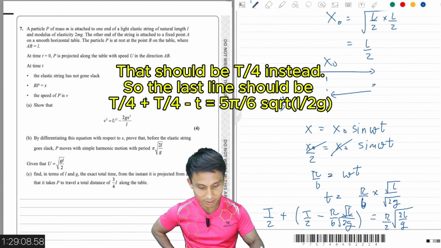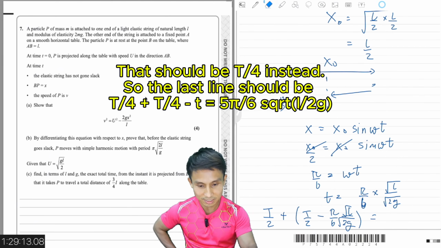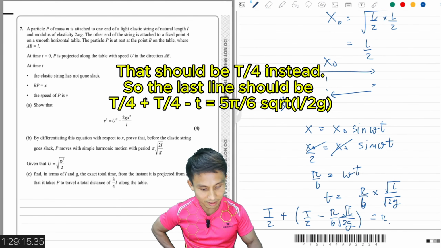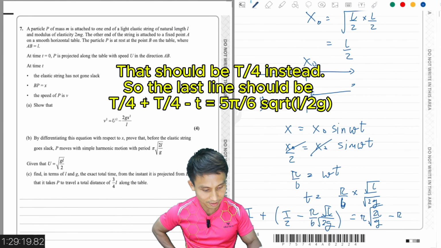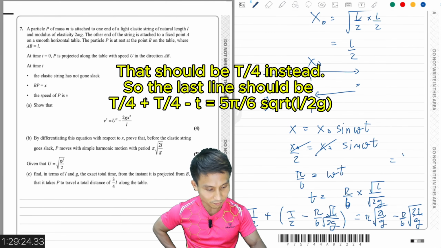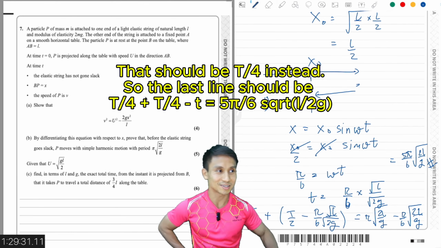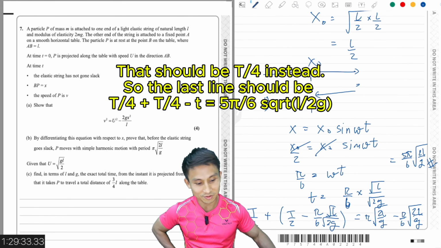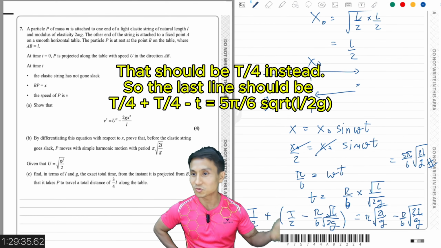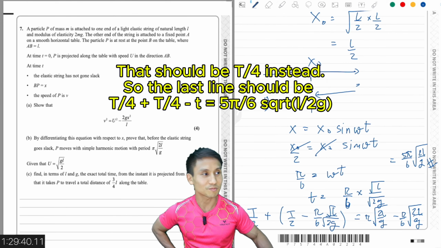And then, wait, hang on. Let's simplify this. This is just 1t, right? So that's just 1t, which is pi root 2l over g, but then minus pi over 6 root 2l over g. So that's just what? 5 over 6 pi root 2l over g. That's my answer there, guys. Just last minutes. I'm not sure if that's correct, but 5 over 6 pi root 2l over g is my last minute answer. Just going to stop the timer and mark the paper.